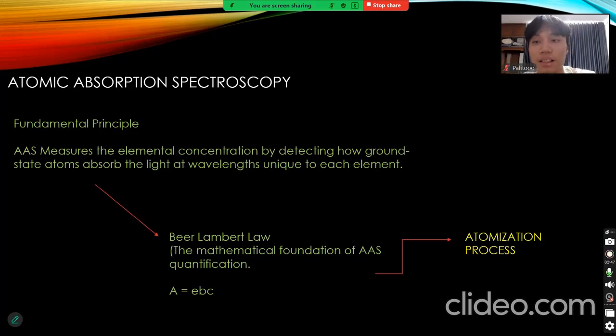Okay, next is atomic absorption spectroscopy, the fundamental principle. AAS measures elemental concentration by detecting how ground state atoms absorb light at wavelengths unique to each element. This is compared with the Beer-Lambert law, the mathematical foundation of AAS, where quantification is A equals molar absorptivity times path length times concentration. There is also the atomization process: sample introduction, aerosol formation, heat absorption, and the ground state atoms.